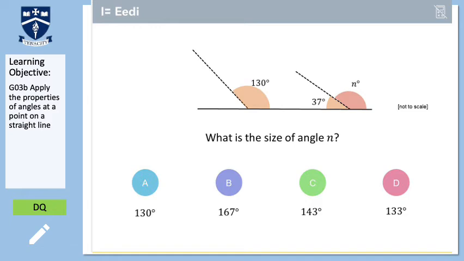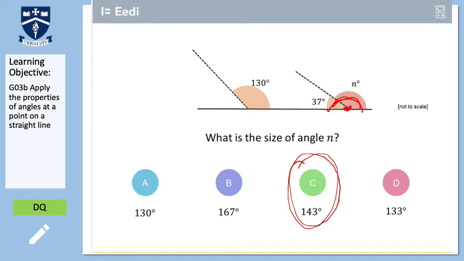Okay, let's have a look at angle N. You know, in order to work out angle N, you need to use the angle which is 37 degrees, as this entire thing is 180. So we do 180, take away 37 degrees, which is 143. Therefore, that should be the correct answer.